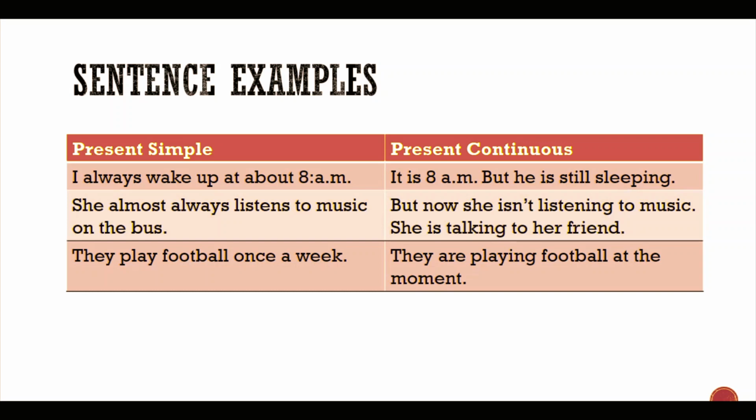As you can see, we use present simple when we talk about general things, regular actions, but we use present continuous when we talk about the action which is going on right now while we're speaking.